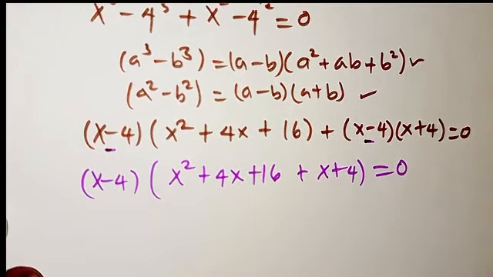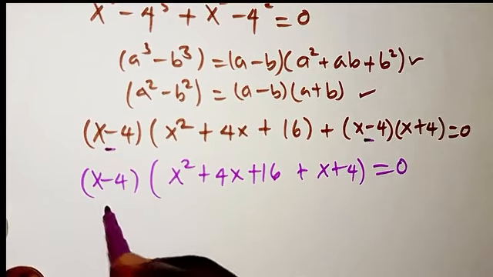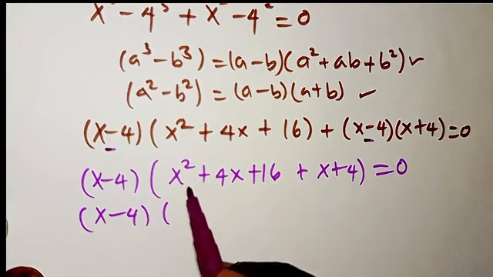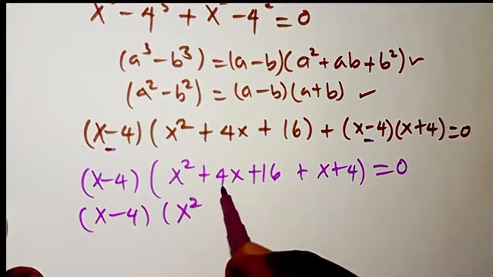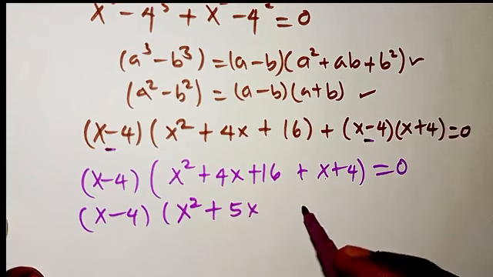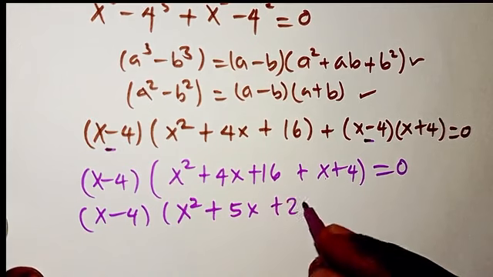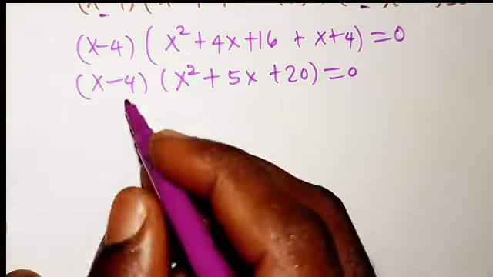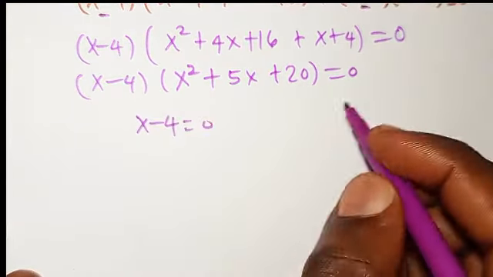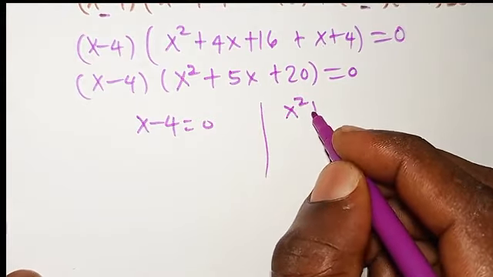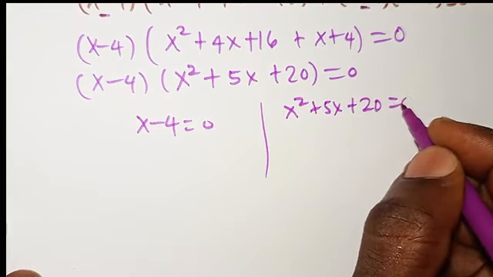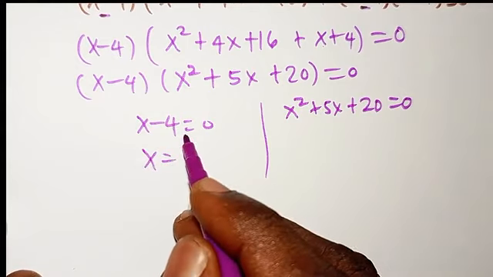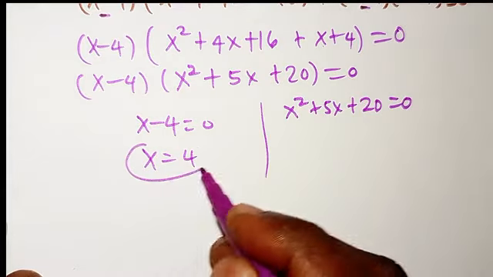So now what's the next thing you're going to do? We can see this is a zero form equation, but before that, let me simplify this one further. We have x squared, 4x plus x we have 5x, then 16 plus 4 we have 20, equals 0. So now here it is either x minus 4 equals 0 or x squared plus 5x plus 20 equals 0. Here x will be equal to 4 if it's transposed to the other side. So we have one of the solutions.